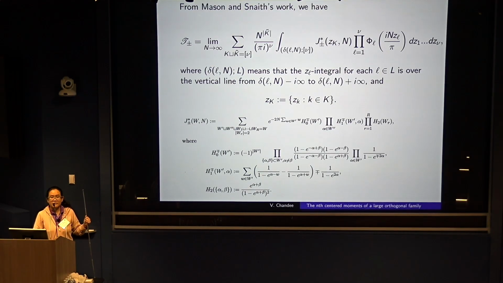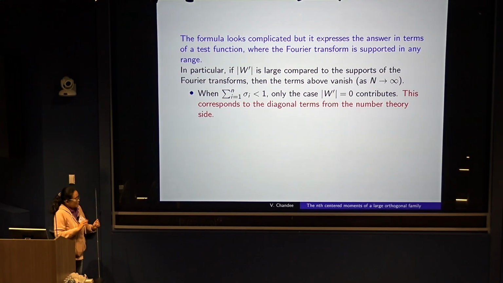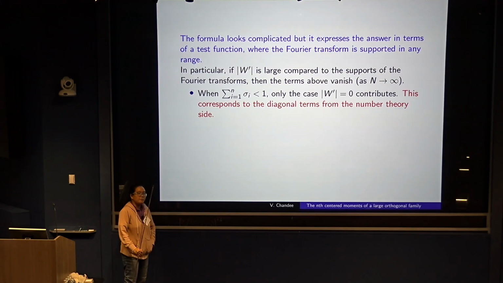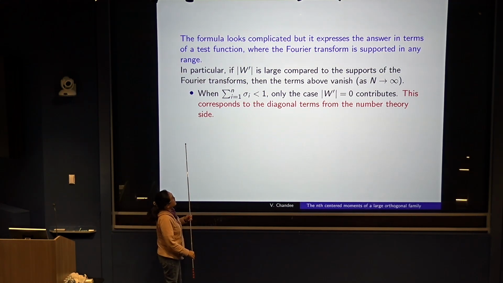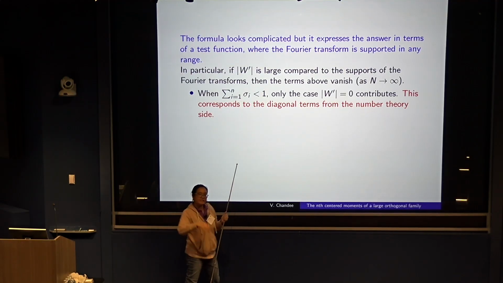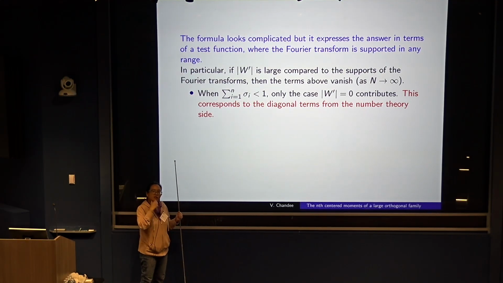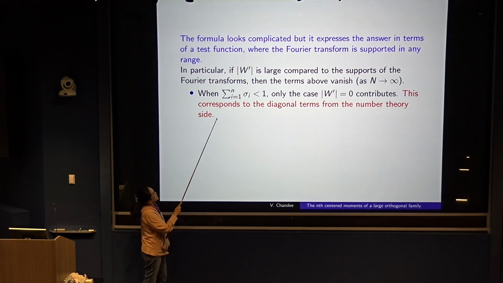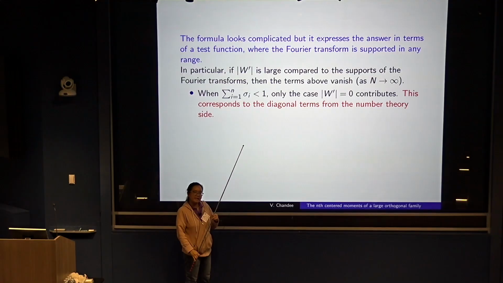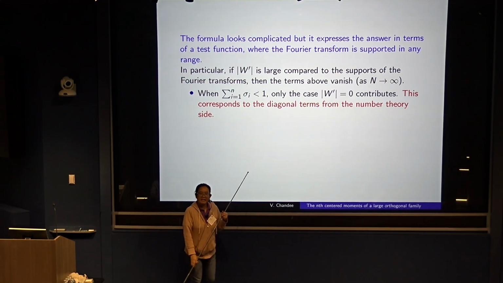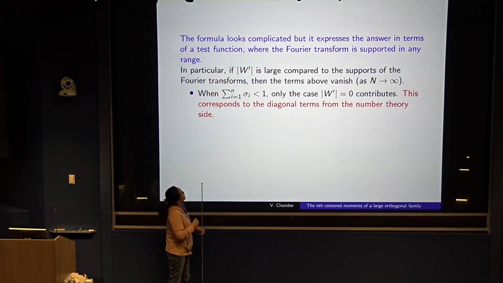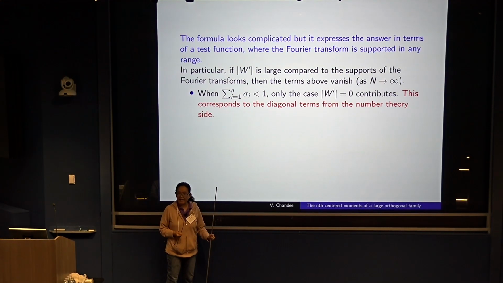All right. So basically, if the size of W prime is large compared to the support of the Fourier transform, then the term will disappear. So the terms that survive are when W prime is small. For example, when the support is less than 1, the only case that survives is when W prime equals 0. And this turned out to correspond to the diagonal terms from the number theory side.